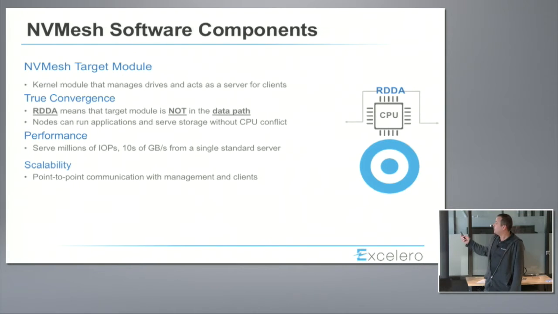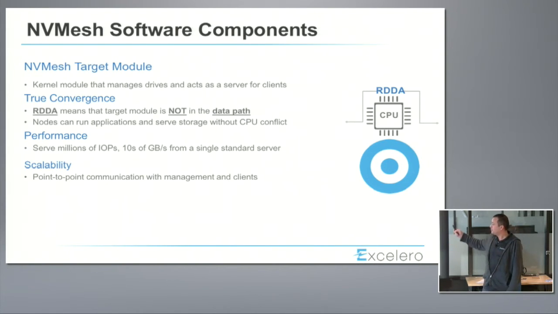Okay, so as I mentioned, most of the intelligence is on the client side. We do have a target side, which is mainly acting as a control path. If we're managing non-NVMe drives, it will also be part of the data path. The target is also a kernel module. It accepts client connections and sets up RDMA as appropriate. Again, RDMA means that the target module is not in the data path for NVMe drives. Nodes can run applications and serve storage without CPU conflict.